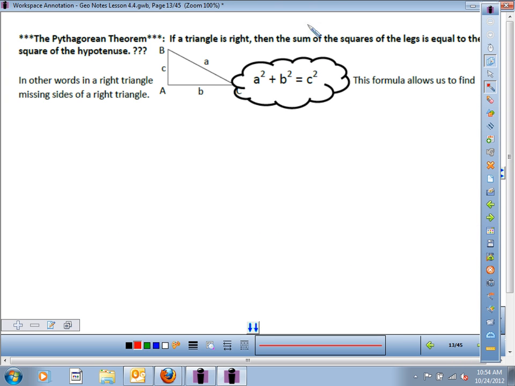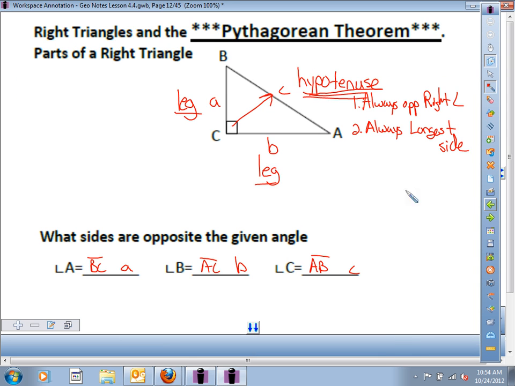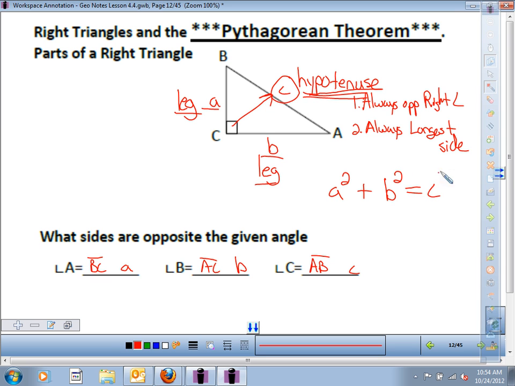All right. Now the Pythagorean theorem. If a triangle is right, so if we have a right triangle, then the sum of the squares of the legs is equal to the square of the hypotenuse. What that means is, if we go back to this triangle, the legs were a and b, so the sum of the squares, meaning if I take the squares of both of those, and I take the sum of that, that's going to be equal to the third side squared.